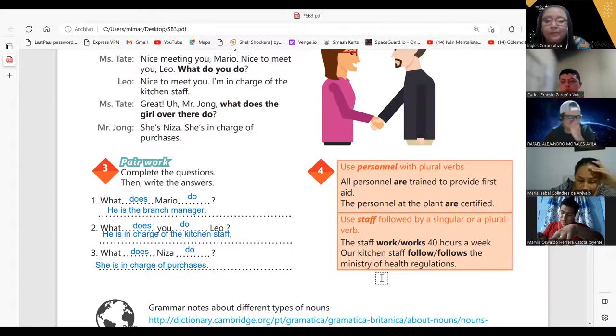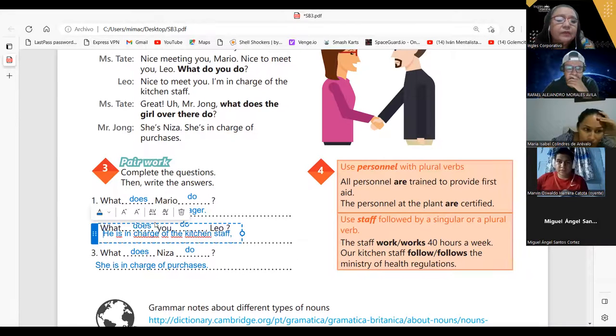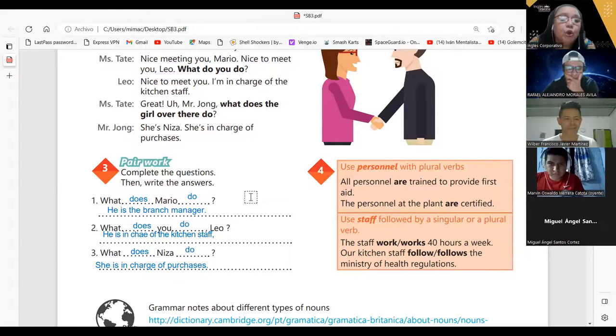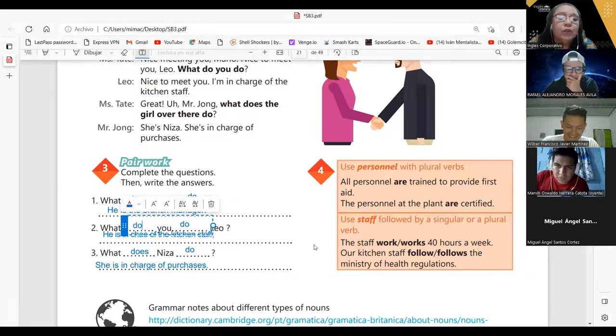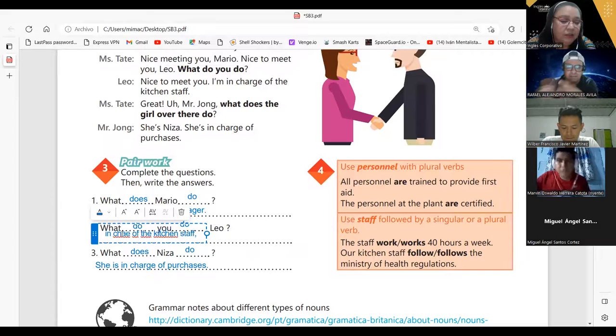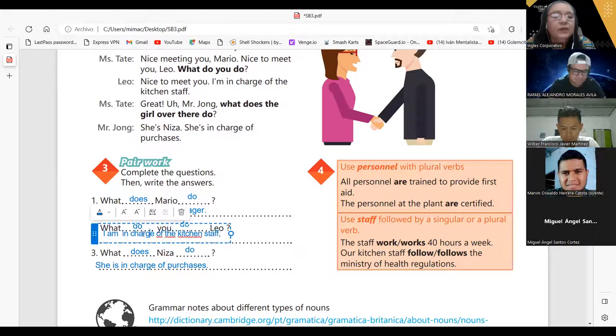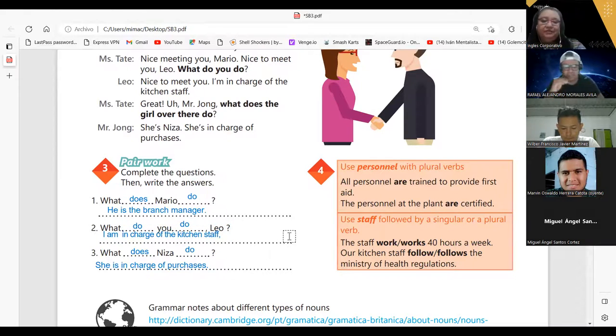Yes, teacher. Porque en la segunda es what does y es segunda persona, no sería what do you do, Leo. ¿Cuál es segunda persona? Yes, here. Excellent. Thank you for telling me. Ya ve que estamos atentos. What do you do, Leo? And then here it is not third person, so I am in charge, because it is a direct question. So we need to change it. Thank you so much. I am in charge of the kitchen stuff. Very well.